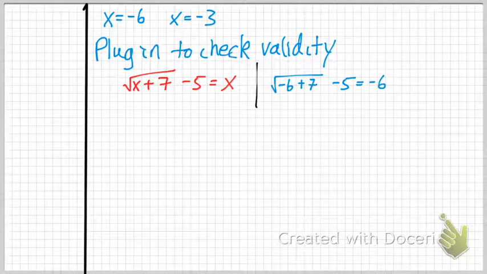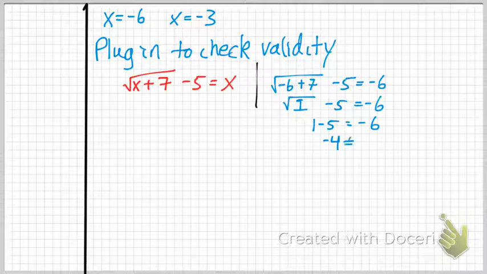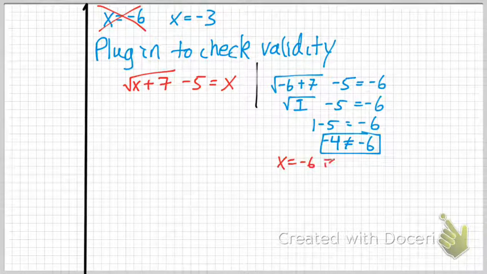Alright, so let's see if this is valid. So negative 6 plus 7, that's going to be the square root of 1 minus 5 is equal to negative 6. And the square root of 1 is 1, so 1 minus 5 is equal to negative 6. And this will actually end up being negative 4. So negative 4 is not equal to negative 6. And so this is extraneous. So what I can do is I can come up here and I can cross out x is equal to negative 6, and I see that x is equal to negative 6 is extraneous.